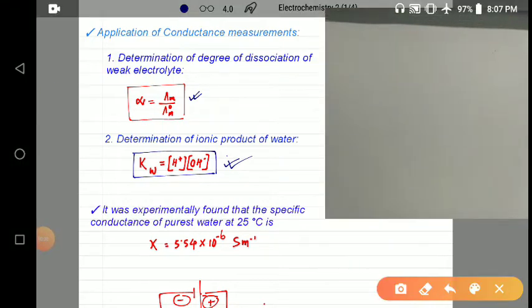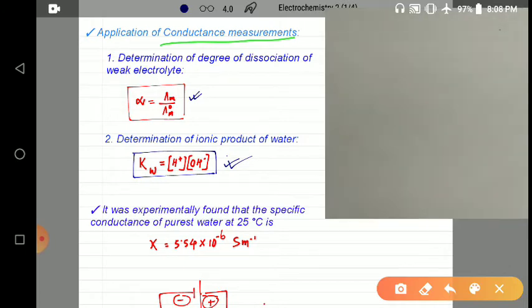So today we're going to discuss the application of conductance measurement. There are many applications of conductance measurement, but today we're going to discuss mainly two important applications. The first one is the determination of degree of dissociation of weak electrolyte, and the second one is the determination of ionic product of water. The rest will be discussed in later class.